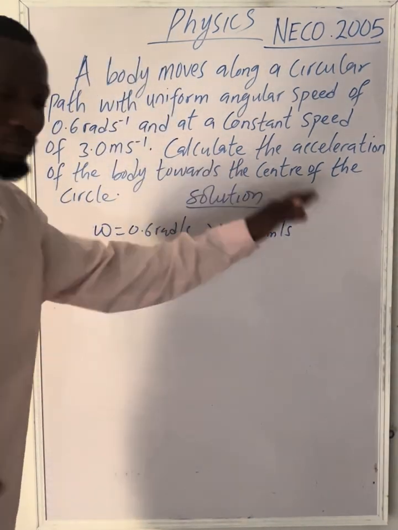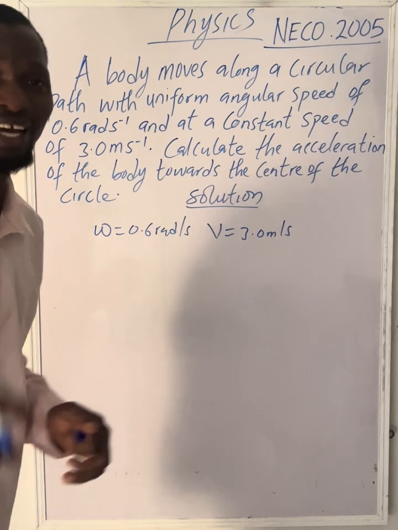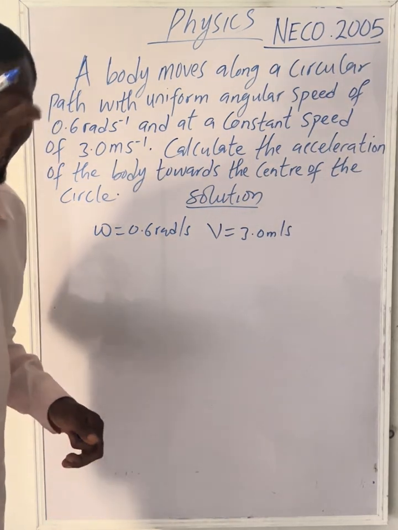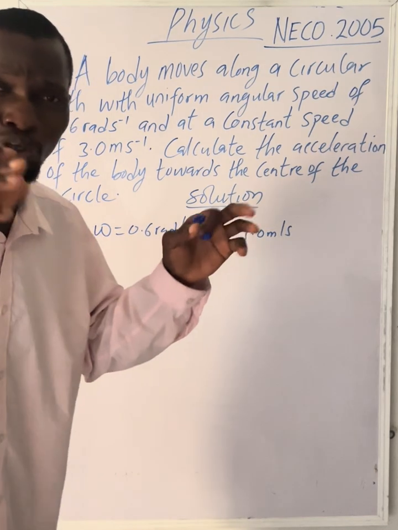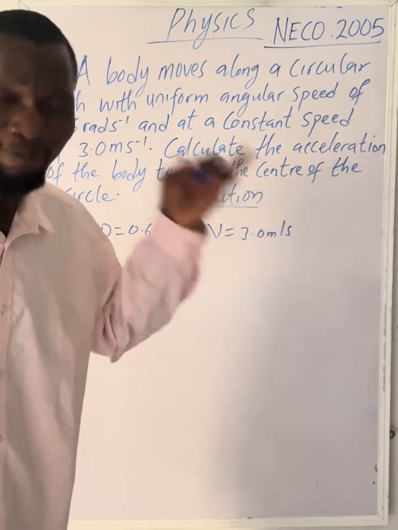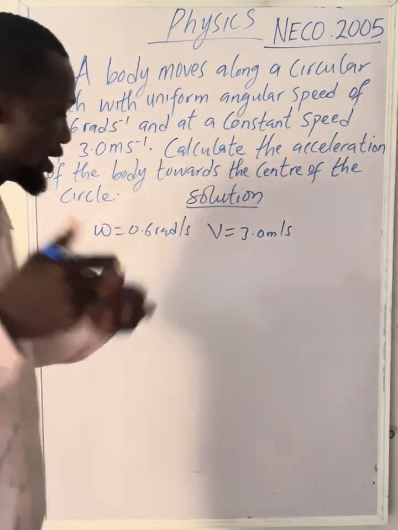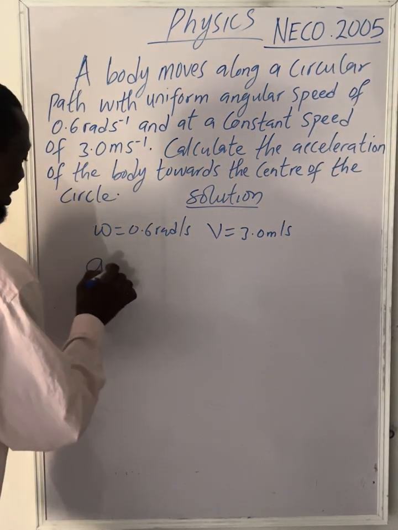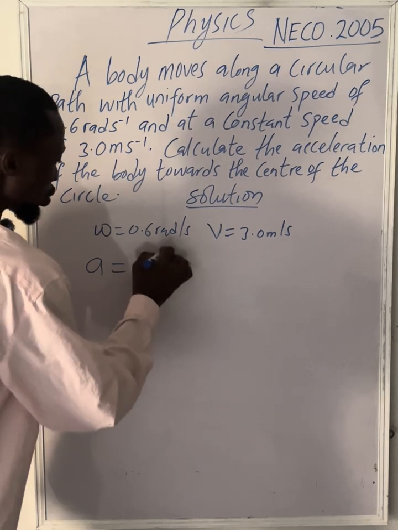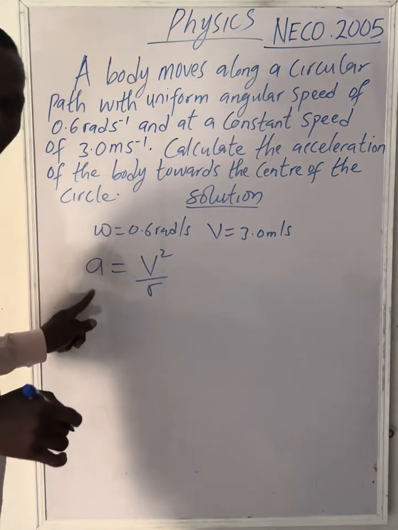Now, the question asks us to calculate the acceleration of the body towards the center, and that is what we call centripetal acceleration. And once you hear circular motion, you should know all the formulas, everything you have learned about circular motion should be coming. Now, to calculate centripetal acceleration, we use this formula. You should recall that a is equal to v squared over r. Now, this is what we want to calculate.